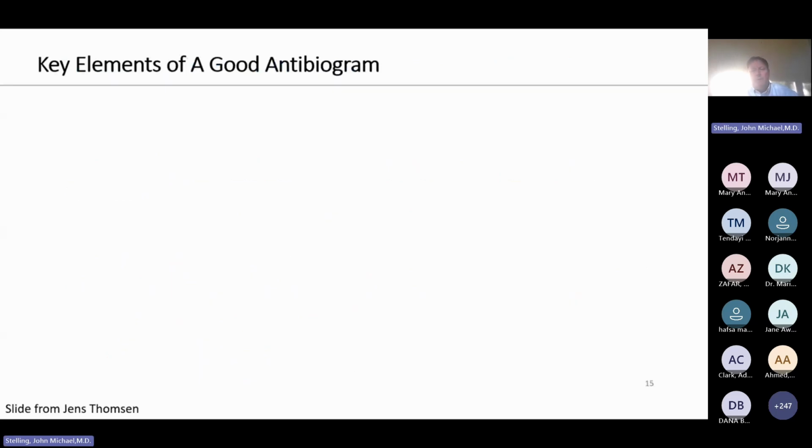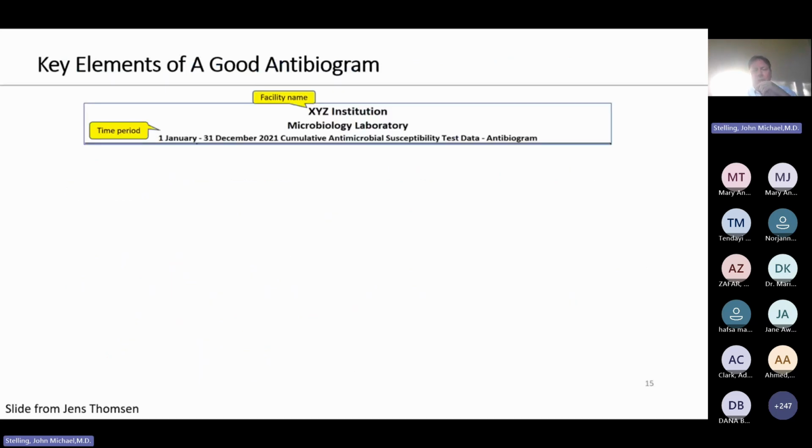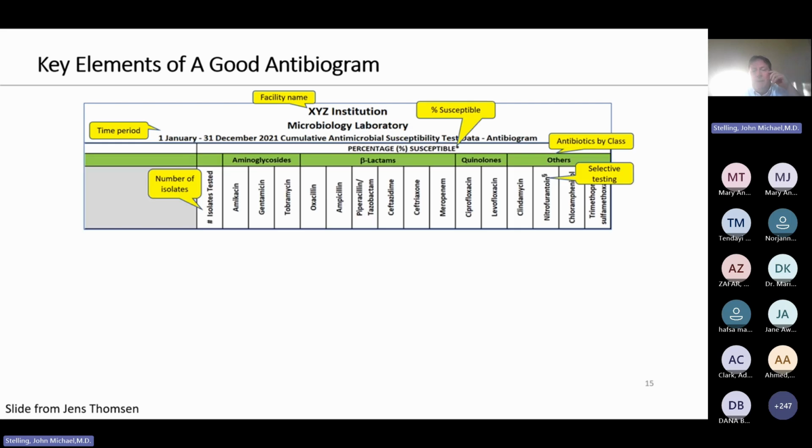So, key elements of a good antibiogram. This slide comes from Jens Thompson. Basic facility, and this comes out of the M39 document. You should have a name, a time period, the antibiotics. WHONET does not yet group antibiotics by class. We plan to introduce that. We just use the sequence that the person has created. But it is convenient to put the aminoglycosides together, the quinolones, others, the susceptibility, number of isolates.